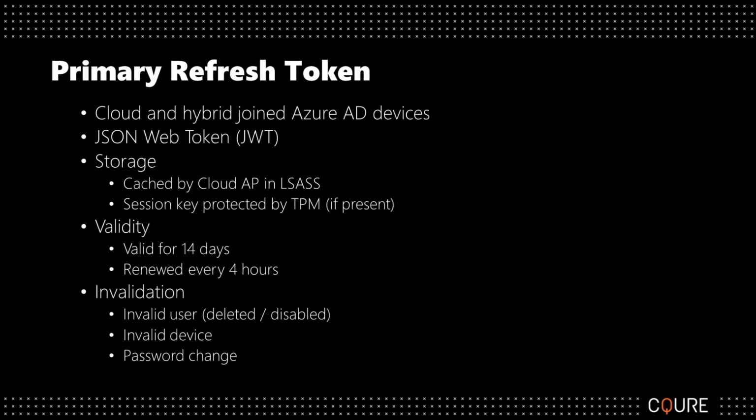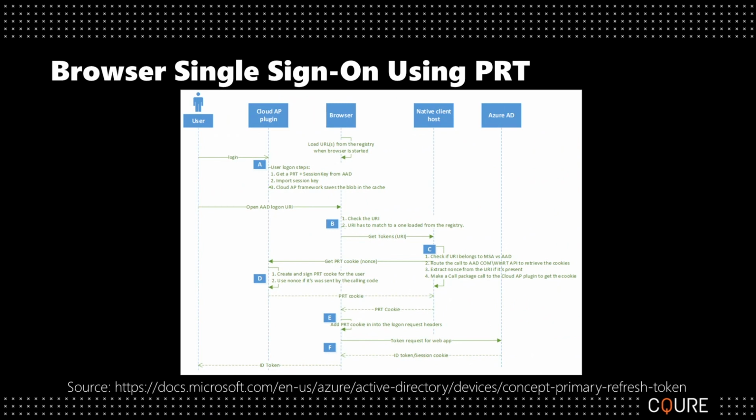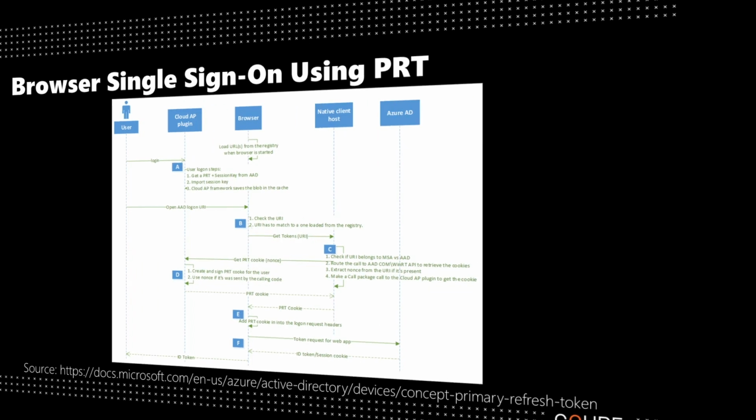As a reminder, a primary refresh token is a JSON web token that is used for authentication against Azure Active Directory, on cloud joined and on hybrid joined devices. It is valid for 14 days, and it is cached by the Local Security Authority Subsystem Service, which optionally encrypts its session key using a TPM chip. The PRT can be used to digitally sign a cookie, which is then used for browser-based authentication against Azure AD.